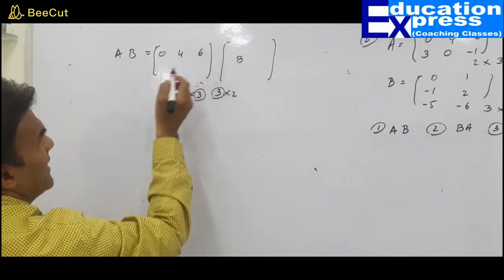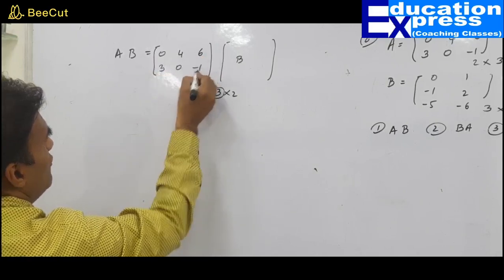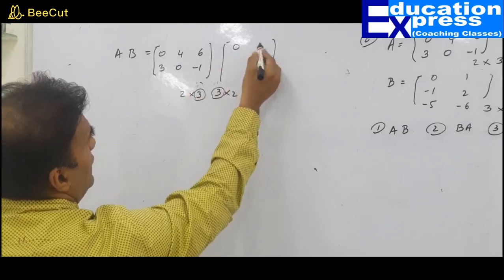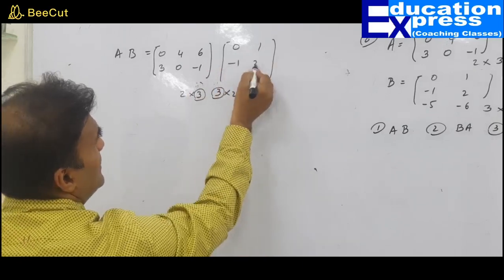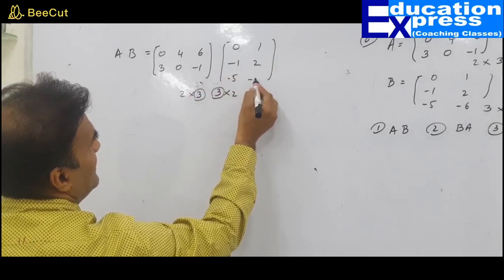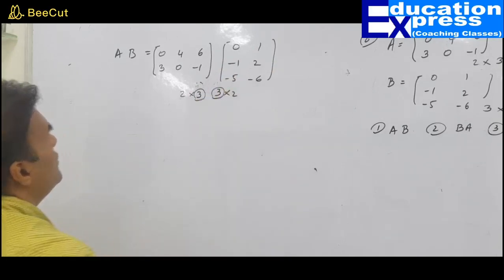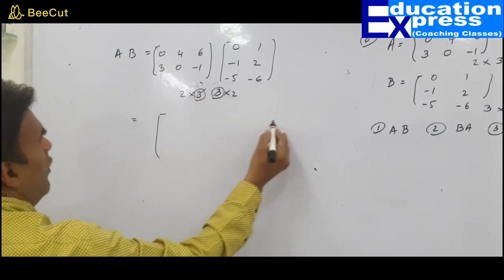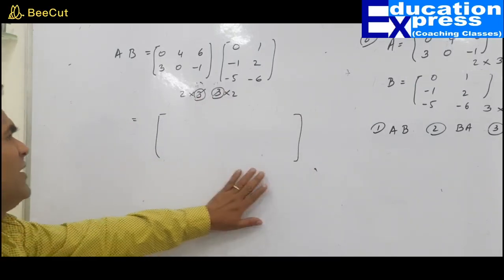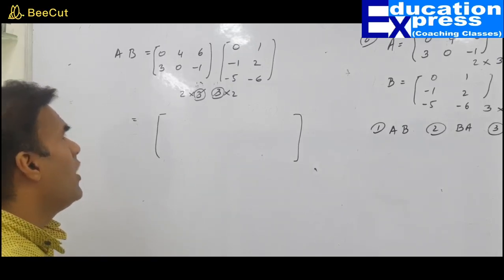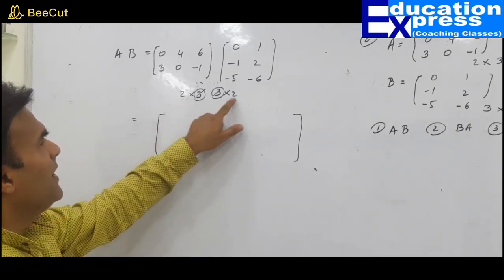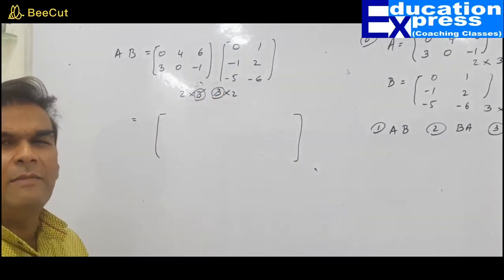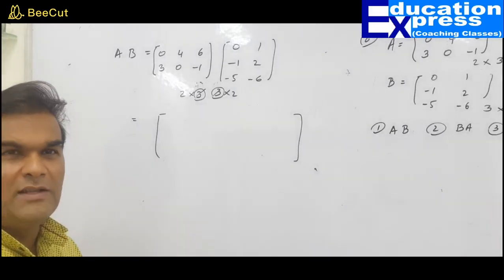0, 4, 6. 3, 0, minus 1. What about B? For the first time, we got such looks of the matrix. So, multiplication is possible. It also tells us what will be the resulting matrix. The order of the resulting matrix, you can find out by multiplying these two. That means the order has to be 2 into 2. I will not try and manipulate anything. We will go just with the flow and see what happens.